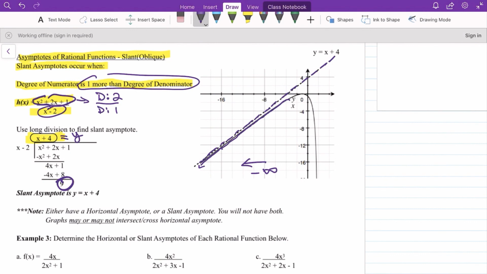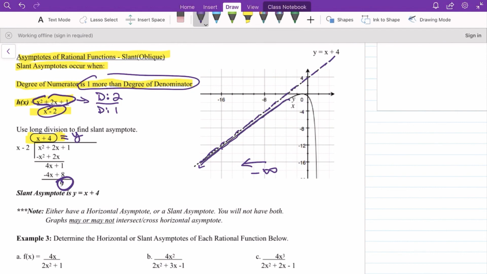It's going to be y equals x plus 4. All right, and in one of the examples, I think example C below, I'm going to do one where we use long division and find the slant asymptote. So those are the 3 categories of either horizontal asymptotes or slant asymptotes.